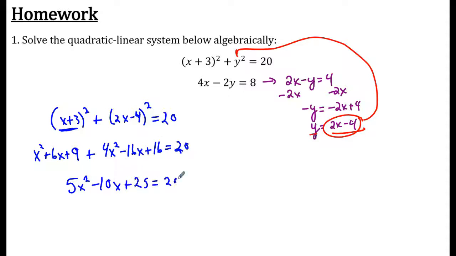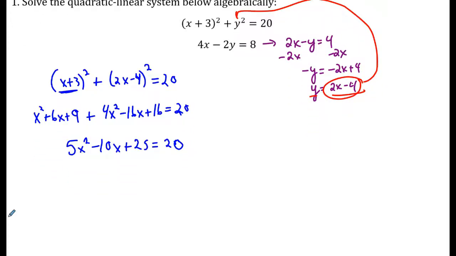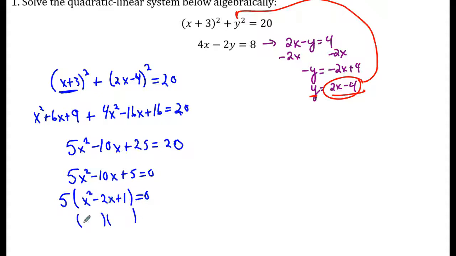Equals 20. Well, it's a quadratic equation, so I've got to set it equal to 0, which leaves me with 5x squared minus 10x plus 5 equals 0. I can definitely take out a GCF of 5 to simplify this expression greatly. Well, I've got a trinomial here to factor by asking myself, what multiplies to 1 and adds to negative 2? That'd be (x minus 1)(x minus 1).